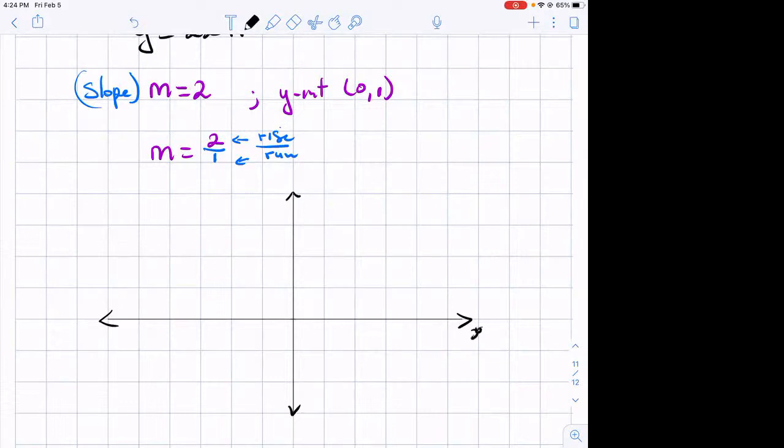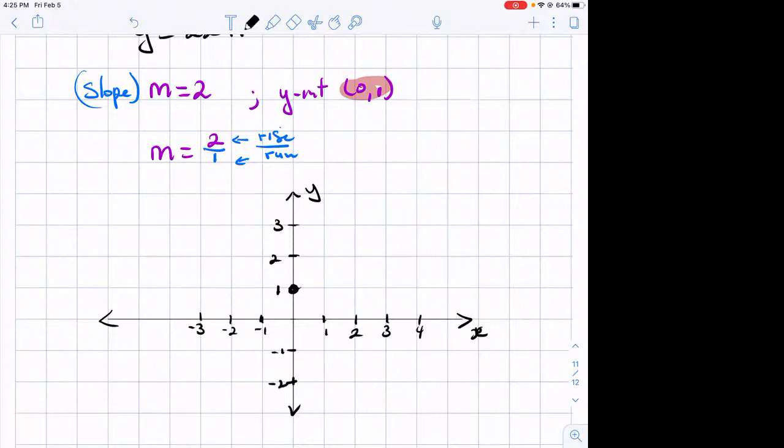Here is my x-axis, here is my y-axis. So we do have a point. We have a point (0, 1). So x is 0, y is 1. And that's this point here. Okay? Now from that point, I'm going to use that point and use the slope to create other points.